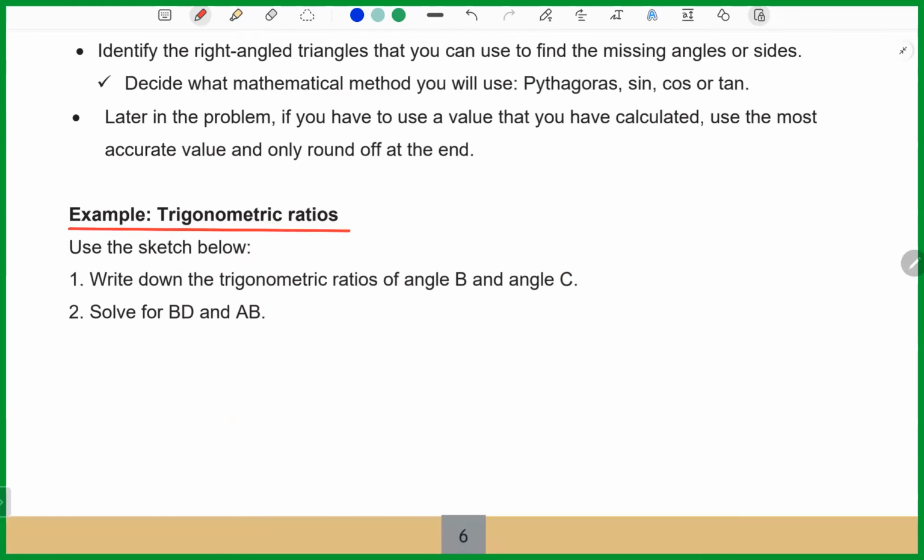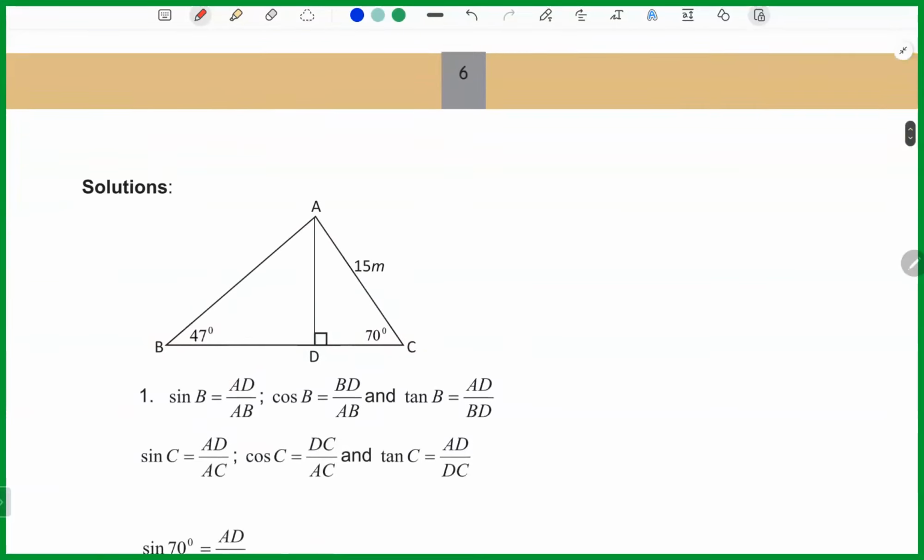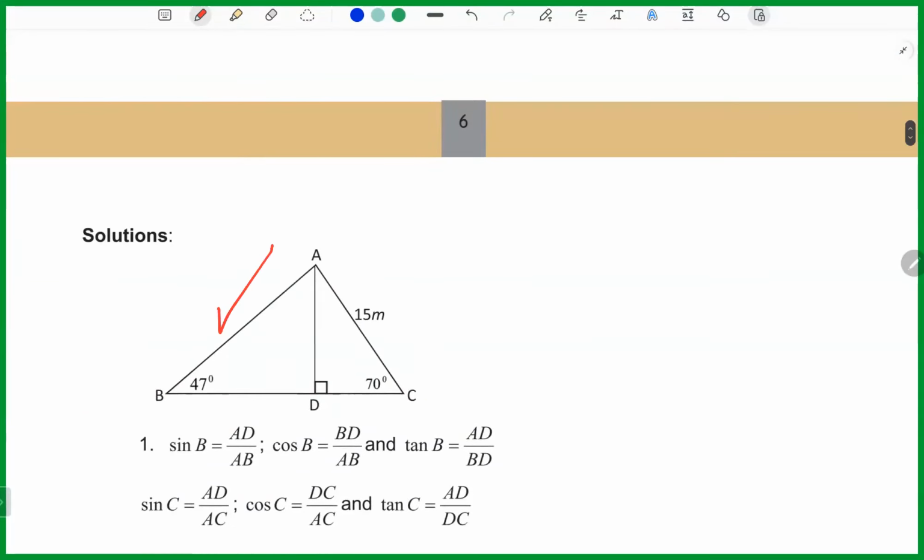So we shall look at an example that focuses on what we call the trigonometric ratios. Use the sketch below, okay? Write down the trigonometric ratios of angle B and angle C, okay? We learned at the top the trigonometric ratio. So this is the sketch given to us. So if we are to find, for instance, the sine of B, the cosine of B, but we also have the tangent of B.